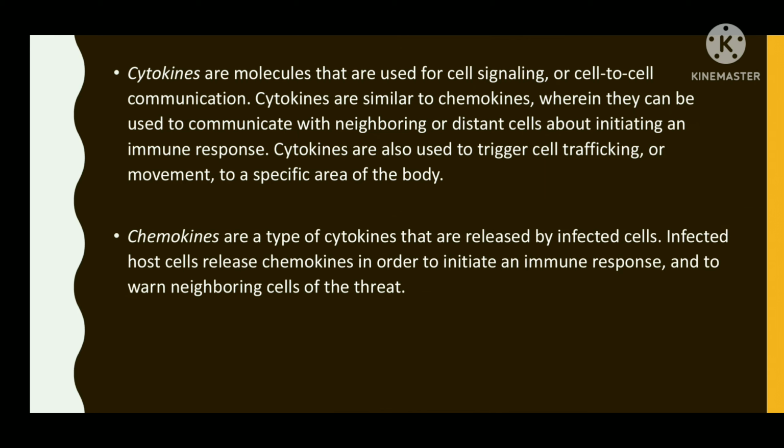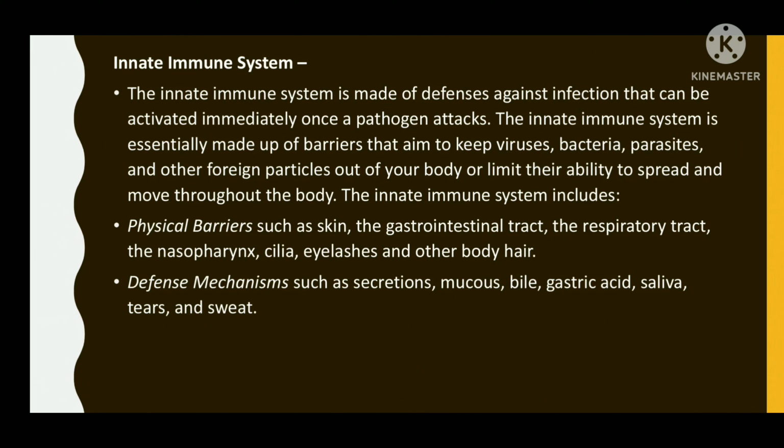Innate immune system. The innate immune system is made of defenses against infection that can be activated immediately once a pathogen attacks. It is essentially made up of barriers that aim to keep viruses, bacteria, parasites, and other foreign particles out of our body. Basically, the innate immune system includes physical barriers such as skin, gastrointestinal tract, respiratory tract, nasopharynx, cilia, eyelashes, and other body hairs, and defense mechanisms such as mucus, bile, gastric acid, saliva, tears, and sweat.